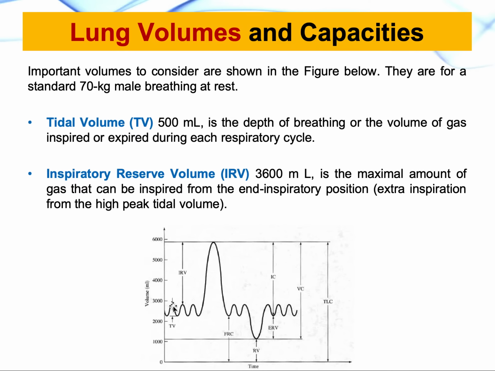We also have something called inspiratory reserve volume, which is this quantity here, IRV, and you can see it's from the top of our tidal volume up to the maximum we can inhale or inspire. It's about 3600 milliliters, and it is the maximum amount of gas that can be inspired from the end of the inspiratory position. Let's take a regular inspiration, and then from that point, before we exhale, at the top of the respiratory cycle, we also inhale as much as we can into the lungs, to the max value, and that is our inspiratory reserve volume, IRV. From this point to that point is about 3600 milliliters.